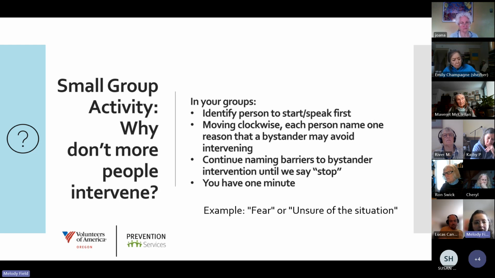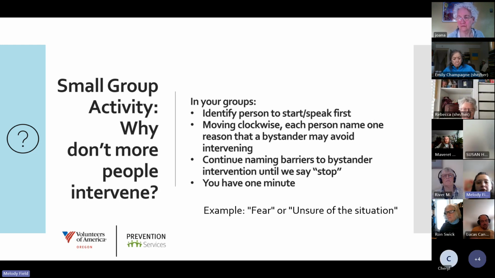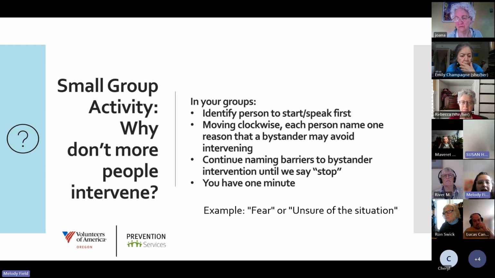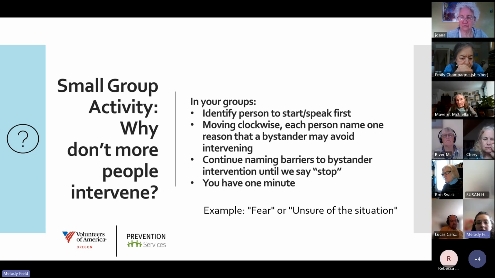Okay. Next activity. Maybe we'll do this as a large group activity because we're not too big of a group. I will probably break us out into groups a little bit later in the presentation. But if you want to unmute or put it in the chat, let's just spend a couple minutes and identify a reason that a bystander might avoid intervening. Anyone can just pop in and say what comes to mind. We'll just do it for about a minute.